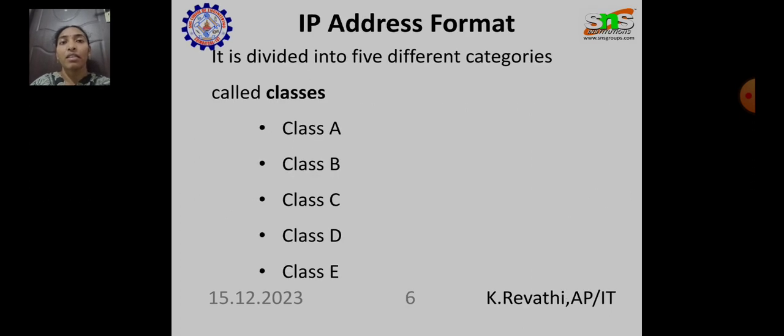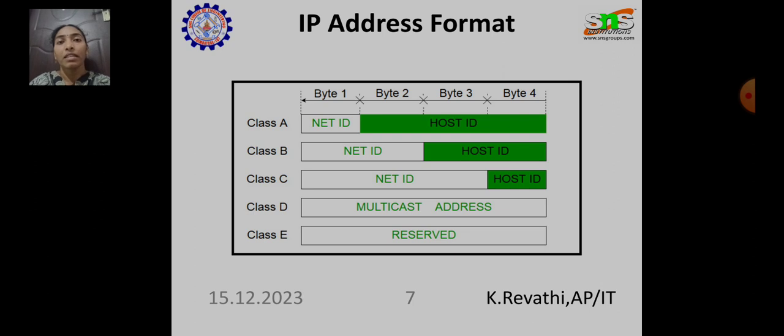Then next we will see about IP address format. It is divided into 5 different categories called classes. That means class A, class B, class C, class D, and finally class E. This diagram represents the address format of IPv4 addressing.